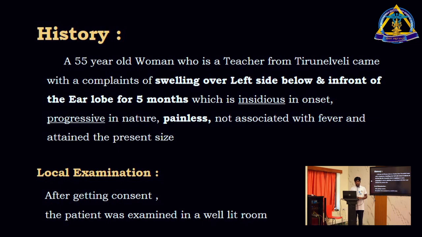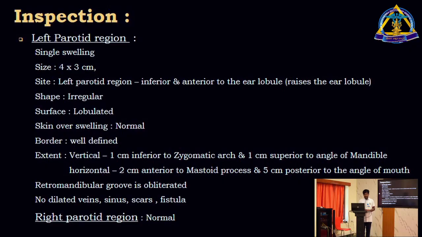Local examination. After getting consent, the patient was examined in a well-lit room. Inspection of the left parotid region: single swelling of size 4 x 3 cm located on the left parotid region, inferior and anterior to the ear lobule. The swelling raises the ear lobule. Shape is irregular, with a lobulated surface. Skin over the swelling is normal with a well-defined border.